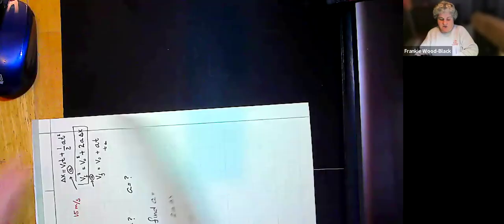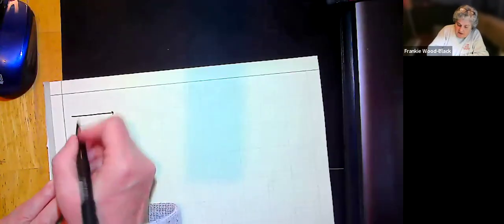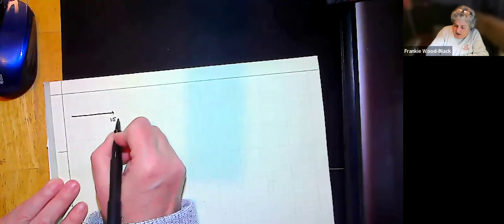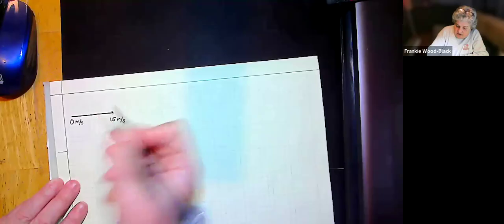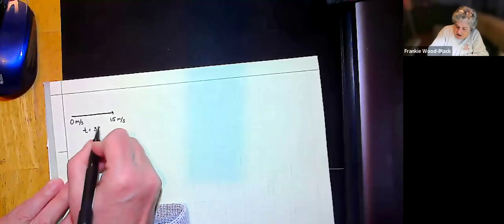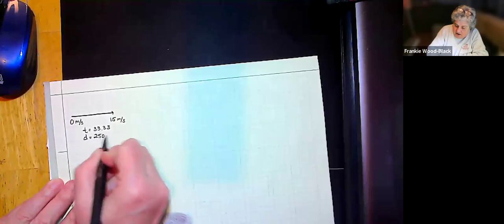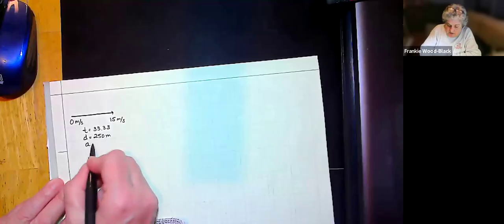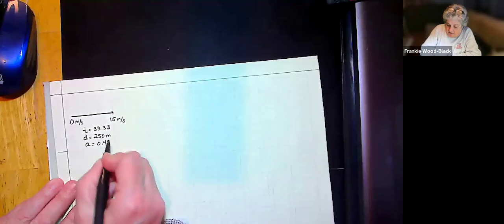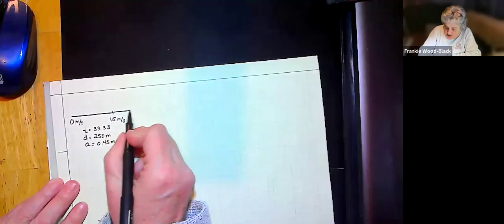So I'm going to draw our trip here. This is from our first part of the trip. And this gives me my 15 meters per second. We started at 0 meters per second. The time is 33.33 seconds. The distance is 250 meters. And my acceleration was 0.45 meters per second squared. Now we're going to do this next part.